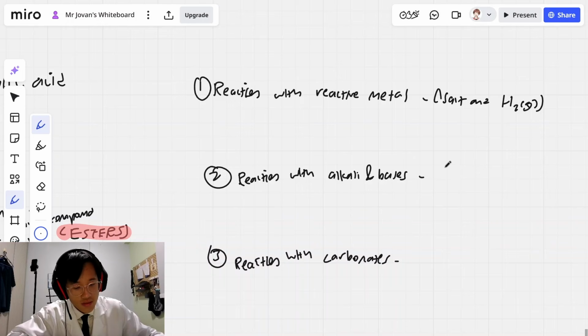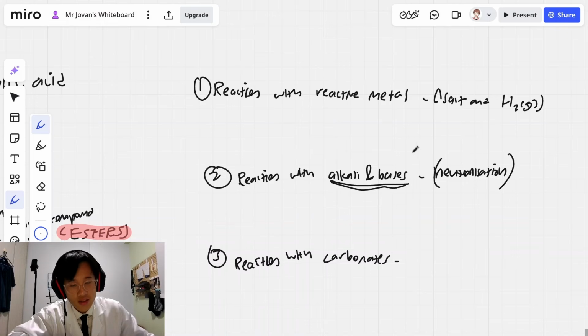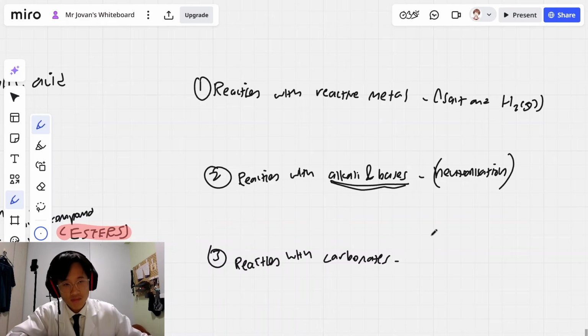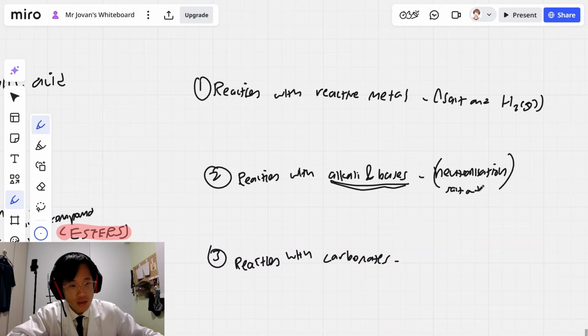Reaction with alkali or base, what do you get? Okay, you cannot react with alkali and base. Okay, very good. No acid, because it's already an acid. So alkali and base with my weak acid is neutralization. And what do we get from neutralization? Salt and water.